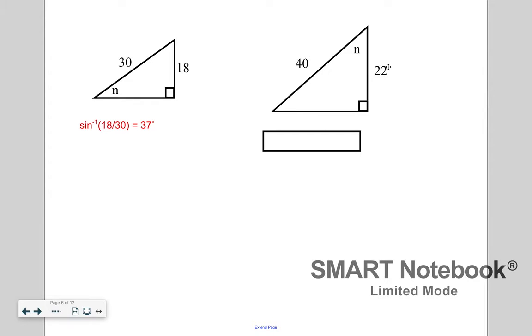In this problem, please look at the 22 and the 40. What kinds of sides are they? Are they opposite, adjacent, or hypotenuse? This is adjacent, this is hypotenuse, so I want cosine. So why don't you try that one on your own and then come back. All right, and there's your answer for that one.